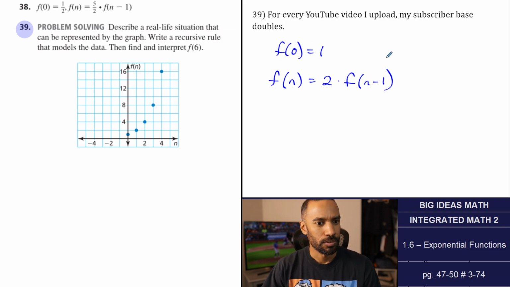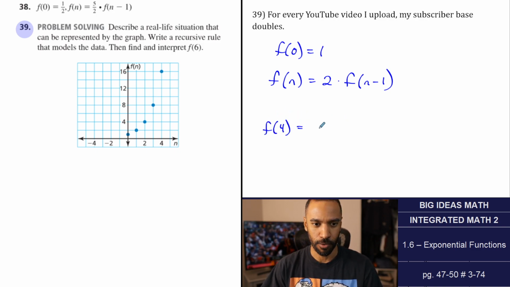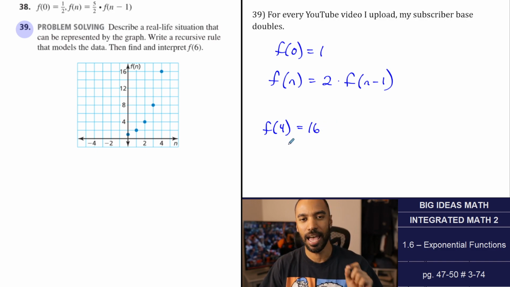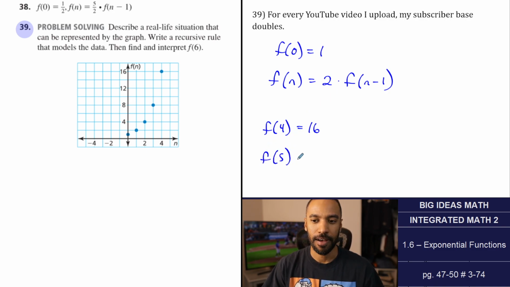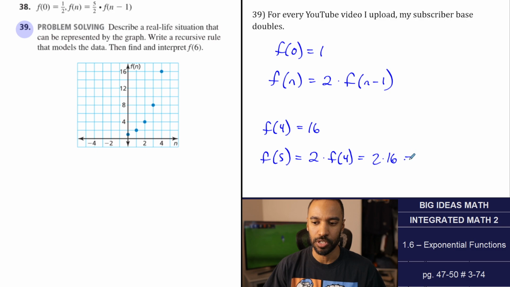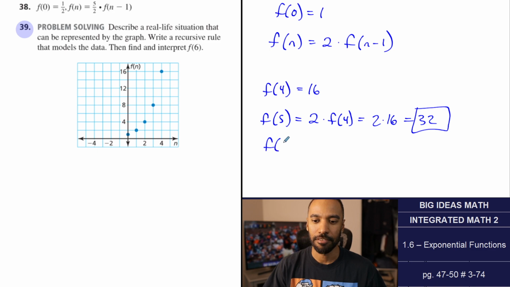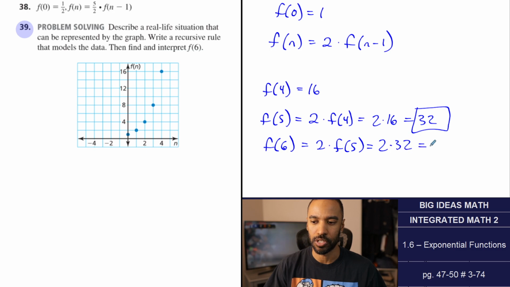Now they ask you to then find f of 6, and of course to interpret it. Now, if you think about it here, we have f of 4 already, and I want to make use of that. F of 4 is 16. To find f of 6, using the recursive rule, we have to know what f of 5 is. F of 5 is 2 times f of 4, which is 2 times 16, which is 32. Clearly, you double the previous amount. And then f of 6 is 2 times f of 5, which is 2 times 32, which is 64.